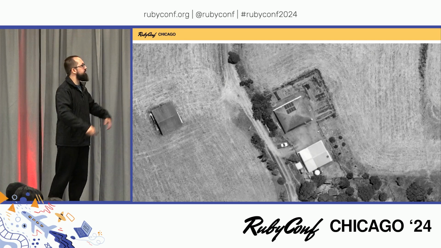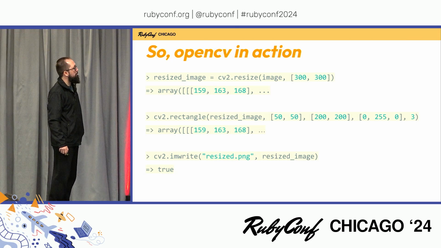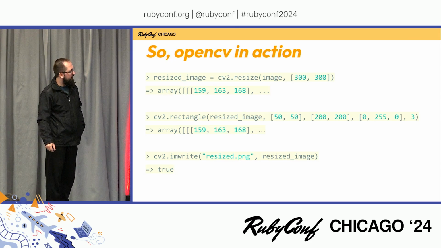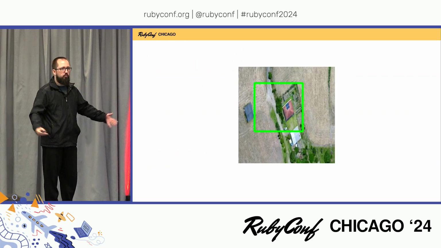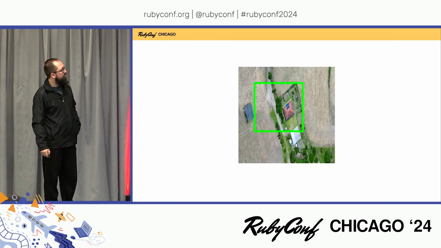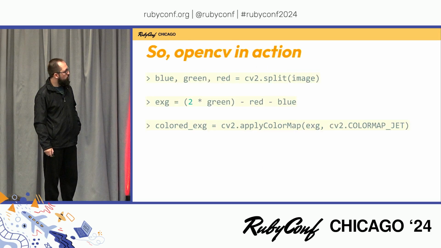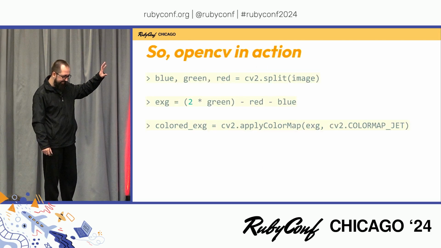Because we have OpenCV working for us. Okay, so this is another example where you can just resize the image, draw a rectangle in there, and write the new image using the object from Ruby. So now we have a new image there. That's great.